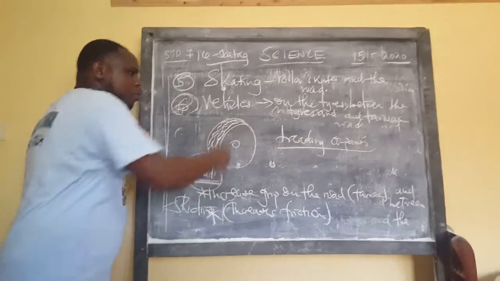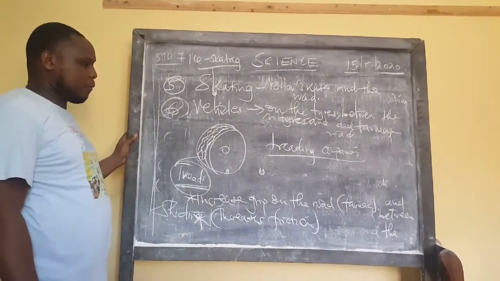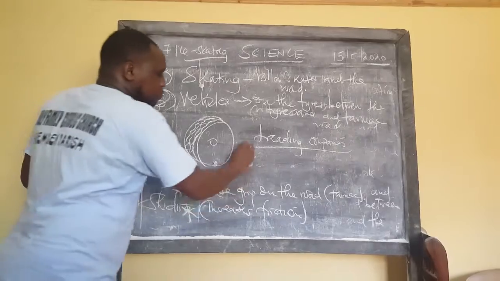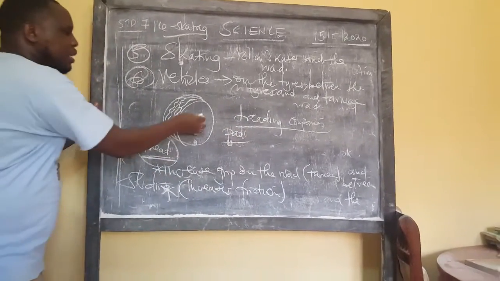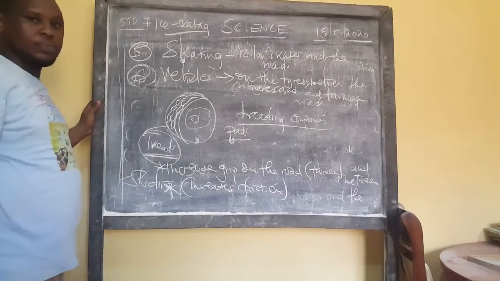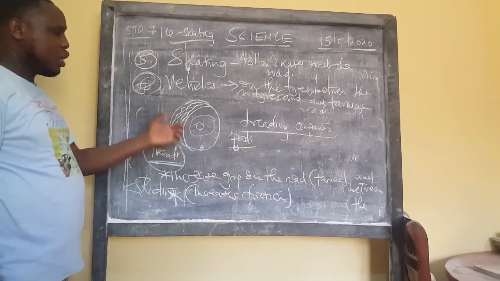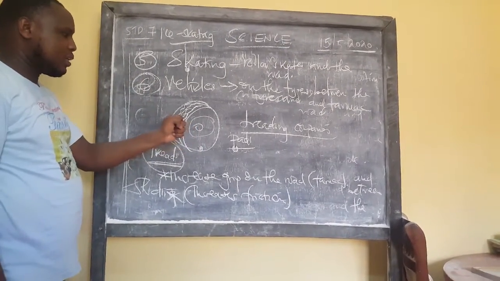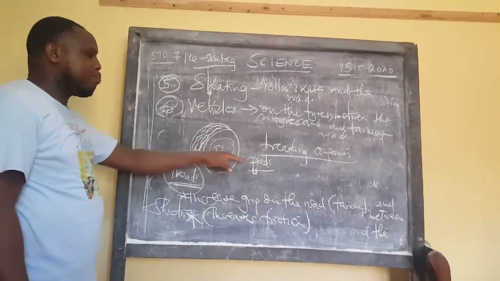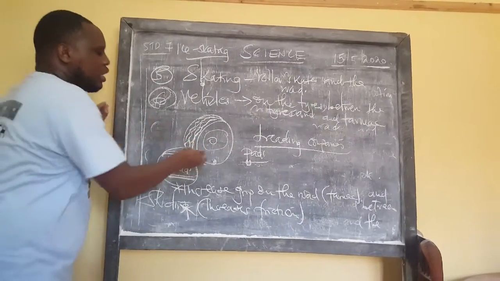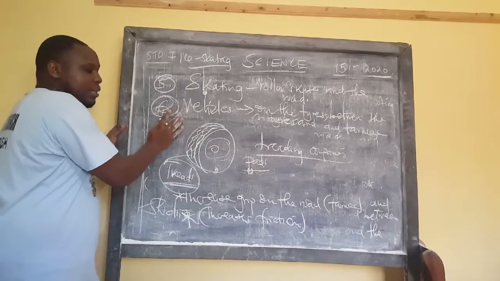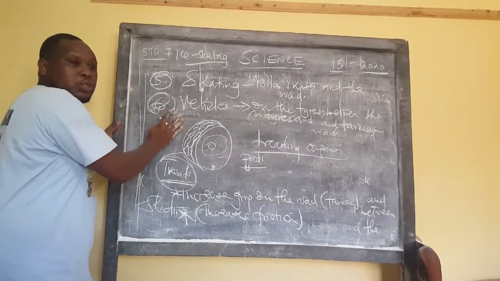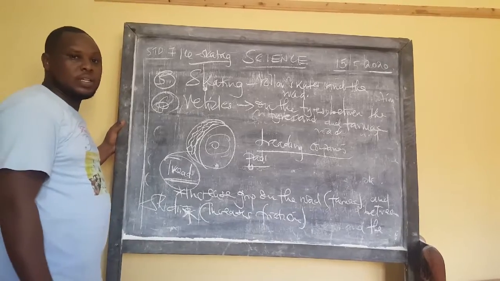Then also, when you engage brakes, is what we call the brake pads. The brake pads are found inside where we have the rim. There's something we call brake pad there. So when you engage brakes, you apply brakes, the brake pads come together to the rim. They grab the rim and then they press onto the rim, and so the car stops.